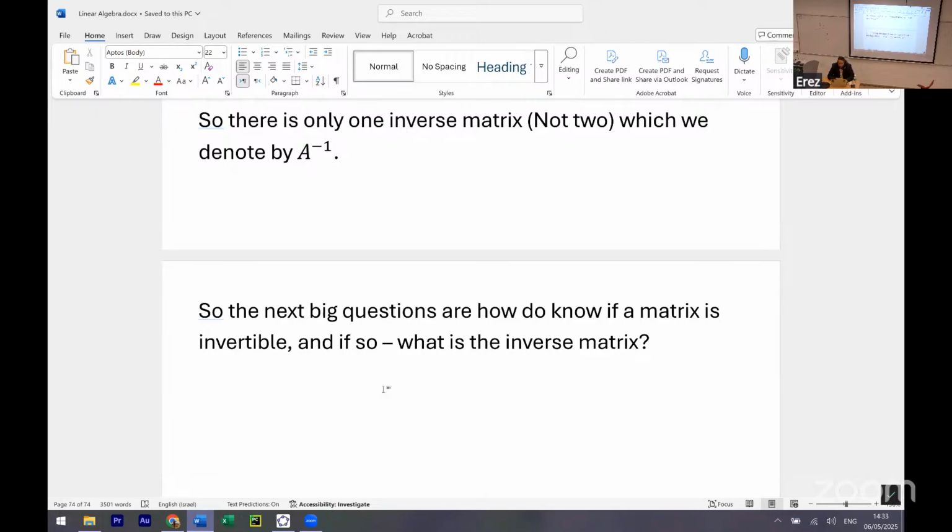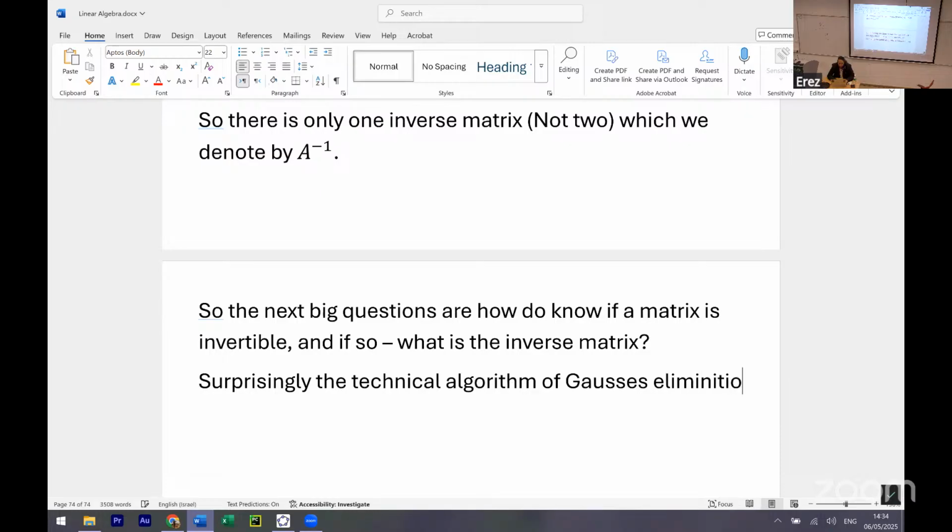And how to say it? Surprisingly, the technical algorithm of Gauss elimination will save us here as well.